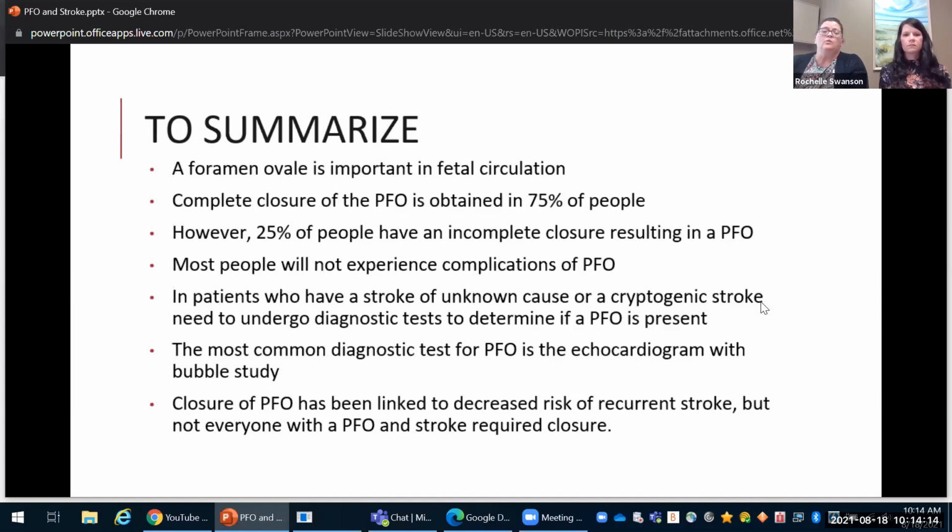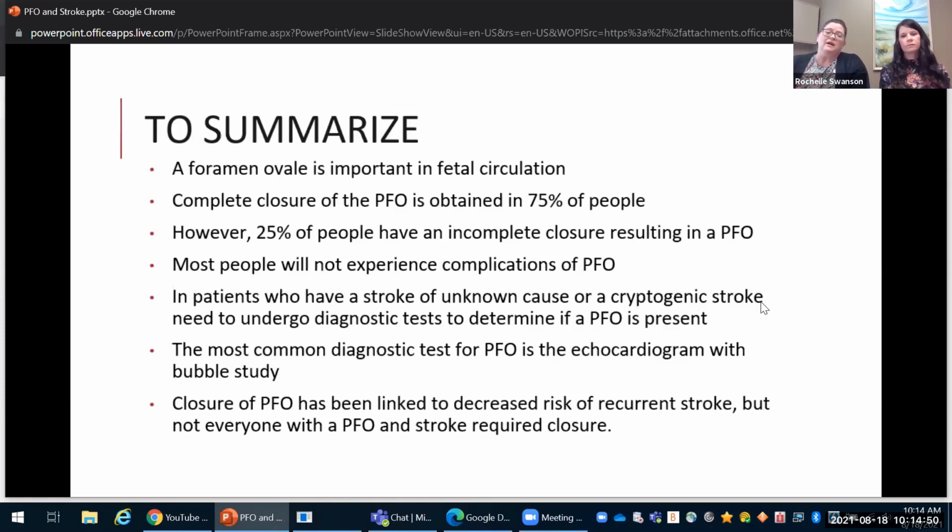But if you are one of the folks that do have a complication, it's important that if we cannot identify your cause, so it's a cryptogenic stroke, that you undergo the correct diagnostic test to determine if that PFO is present, if it is a contributing factor to your stroke, and does it need to be closed. Common diagnostic test for PFO is the echocardiogram with a bubble study. I think that's what most centers do. There may be other studies. And then closure of the PFO has been linked to a decreased risk of recurrent stroke.